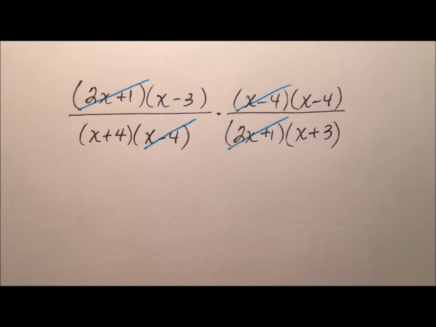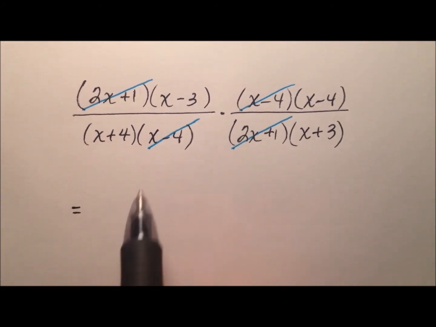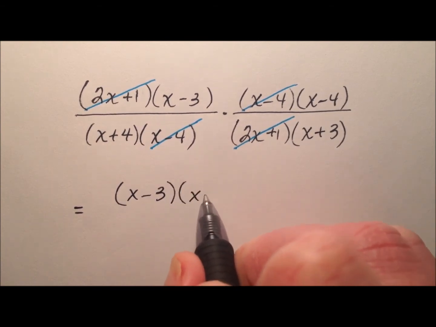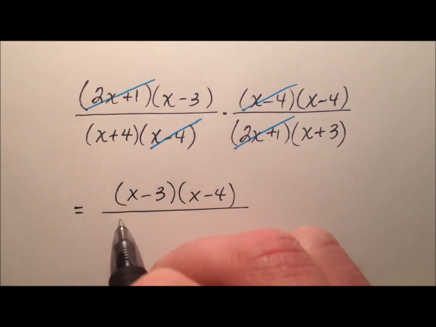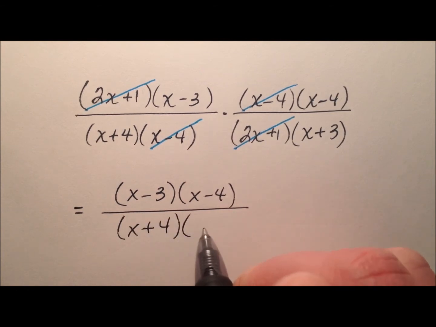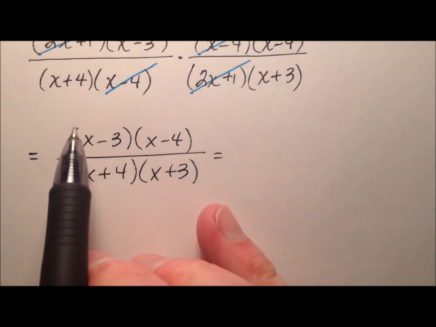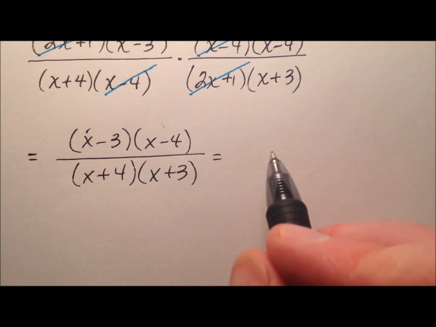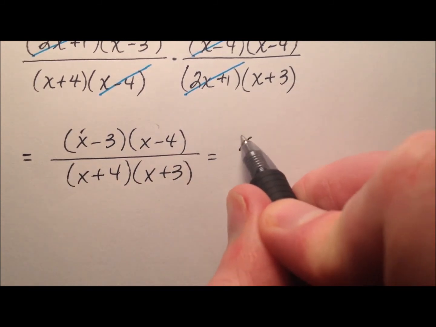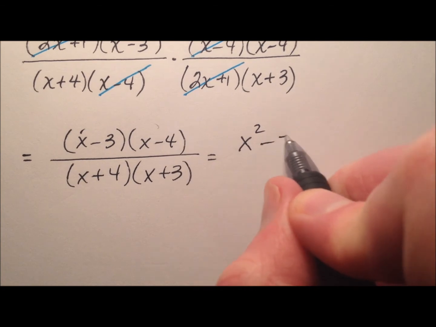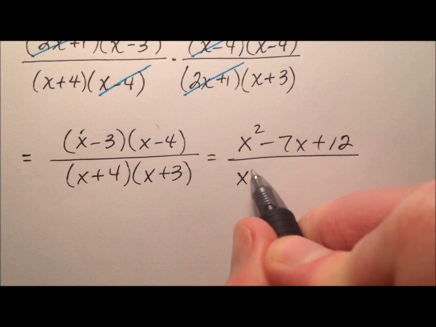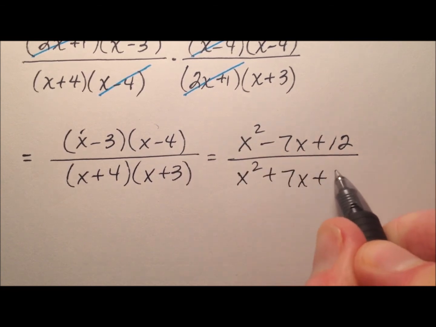Alrighty, so let's go ahead and rewrite what I have here. I'm going to multiply straight across, but let's rewrite it first. And then x plus 4 and x plus 3. Okay. So when I multiply these, essentially you're just going to FOIL them out or do the distribution process here, whatever you're comfortable calling it. But whatever you do, you're going to get x squared minus 7x plus 12. And then here you're going to get x squared plus 7x plus 12.